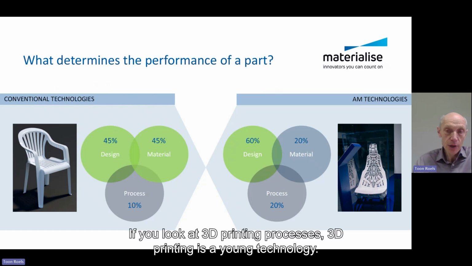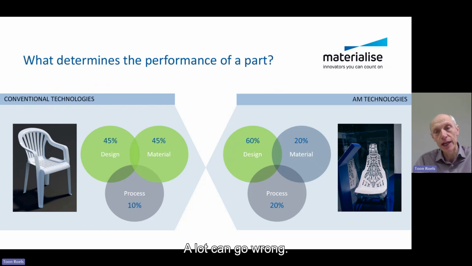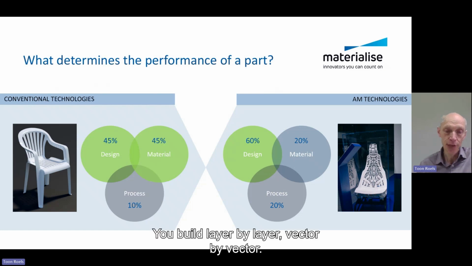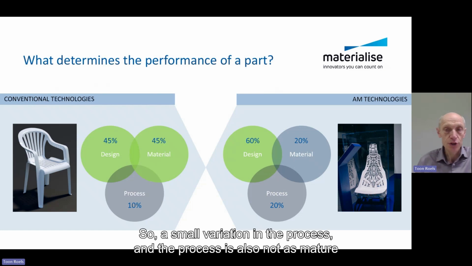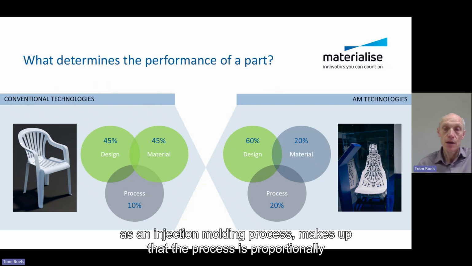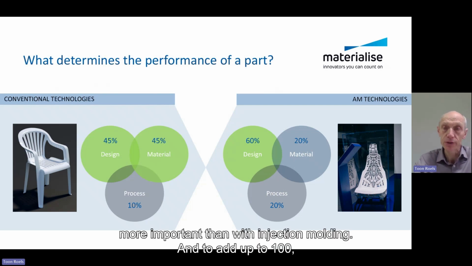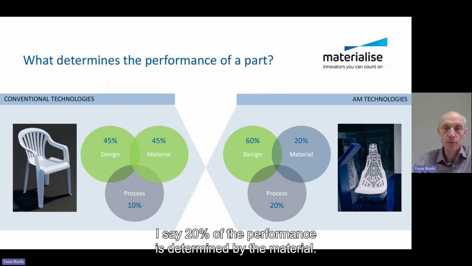the material. If we look at 3D printing processes, 3D printing is a young technology, and a lot can go wrong. You build layer by layer, vector by vector. So a small variation in the process, and the process is also not as mature as an injection molding process, makes the process proportionally more important than with injection molding. And to add up to 100, I say 20% of the performance is determined by the material.